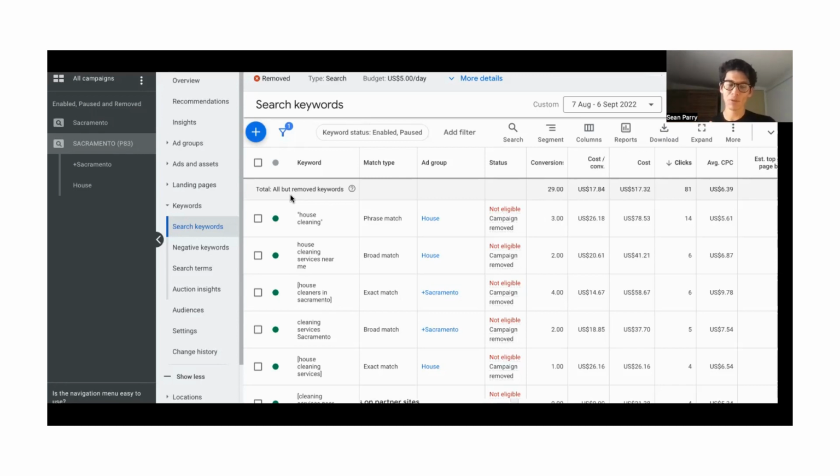So those examples are much less relevant. We don't want to be getting in front of those people. We don't want our ads to show. We don't want to have any chance of our ads getting clicked and us getting charged for those clicks. So those would be going into something called a negative keyword list.